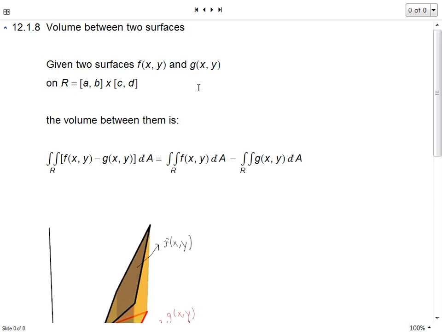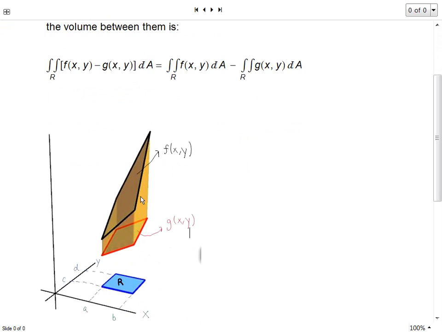If we look at this picture here, first of all, let's say we're given two surfaces, F and G. We have a rectangle. Then if we take F, subtract G, which is just breaking it into two separate double integrals, then what that represents is this. You have this surface on top, and a surface on the bottom. They are both restricted to this rectangle, and you're looking at the volume between the two, instead of all the way down to the XY plane. You've got your little rectangle, AB, here's CD.